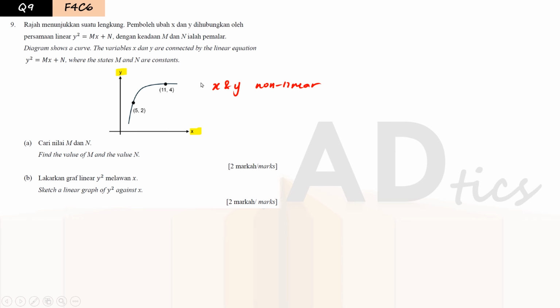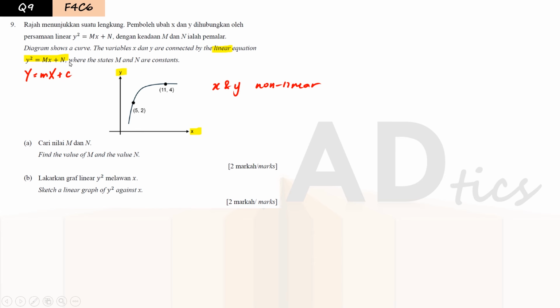But if you look at this sentence, the variables x and y can be connected by this linear equation, y squared equals mx plus n. So m and n here are the unknowns. We know that every linear equation will follow this: Y equals mx plus c. So big Y here is the y-axis of the graph, m is the gradient, big X here is the x-axis of the graph, and c is the y-intercept.